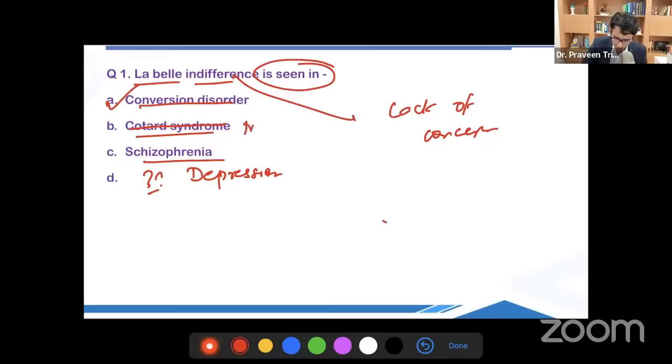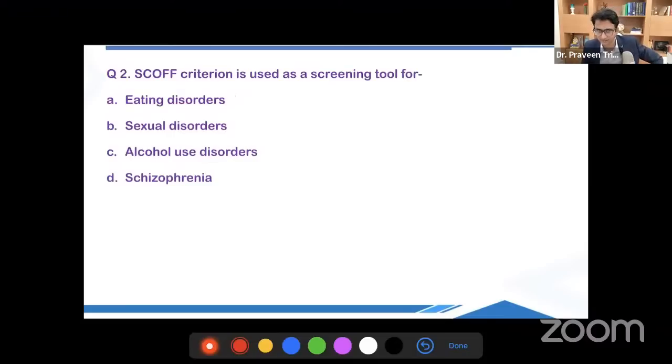Okay, so let's mark mania here. But this was a very simple question. I think most of you must have gotten it correct. The answer is option A, conversion disorder. All right, guys. Okay, I understood that Cotard was not in the options. I have removed it. This was a slightly tougher question.